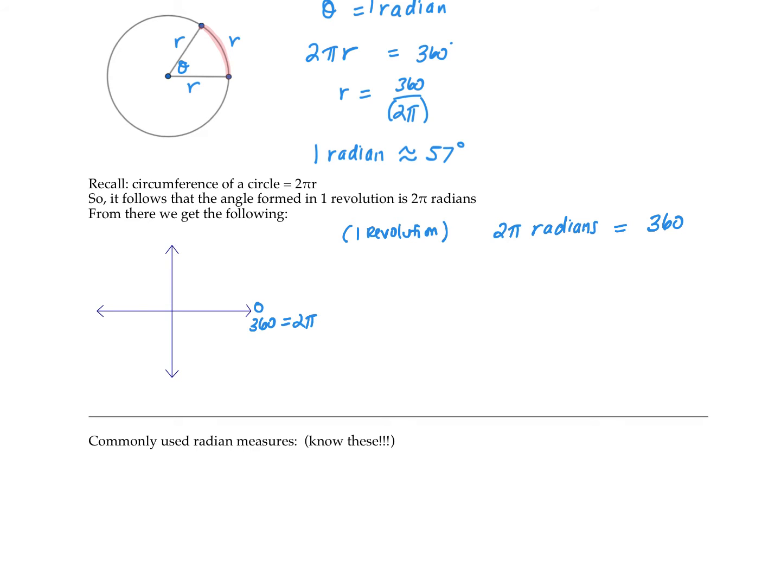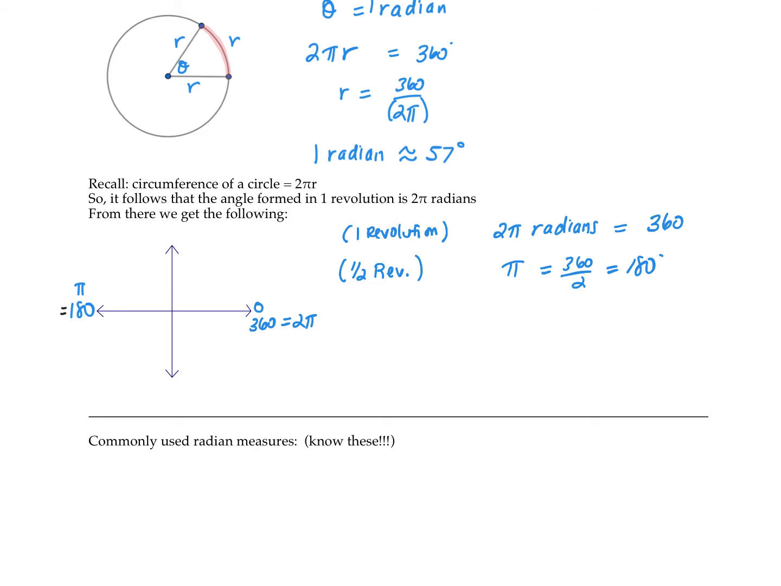Well, what if we just went halfway? If we did half a revolution, half of 2 pi would give us pi radians. 360 divided by 2 would give us 180 degrees. So 180 degrees is equivalent to pi radians.